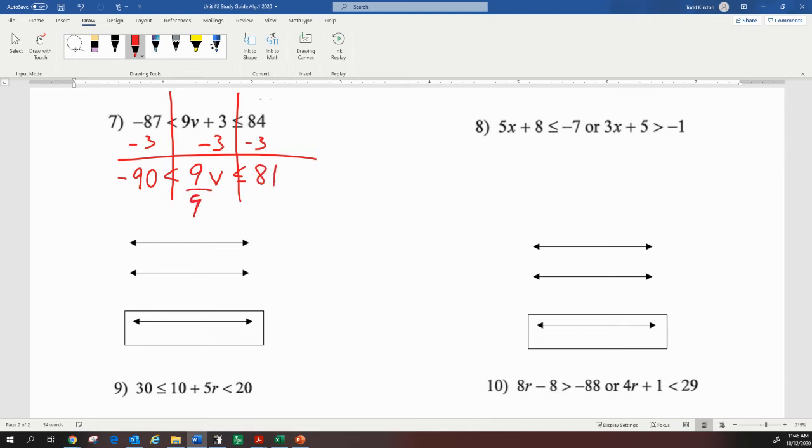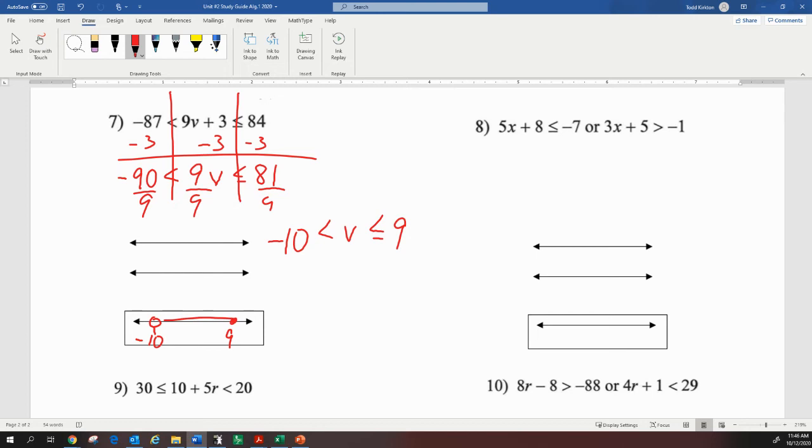And then I'll divide all 3 by 9. So some of you might want to do that. -10 less than v less than or equal to 9. And then just go right to the graph. Don't do that unless you're confident in what you're doing.